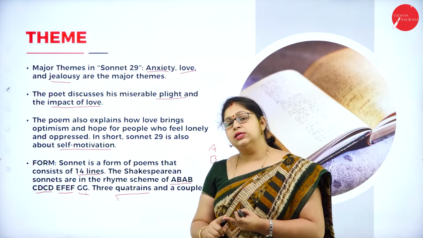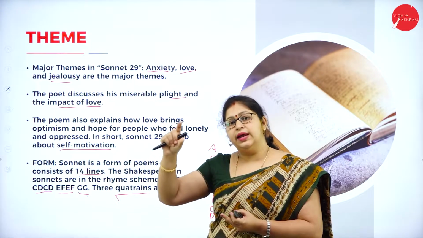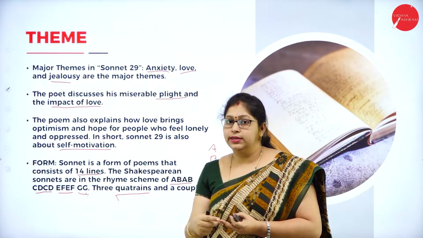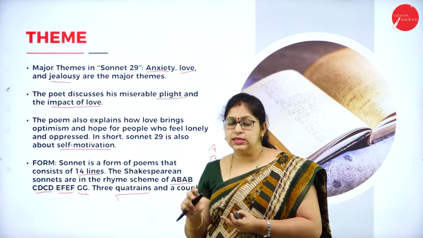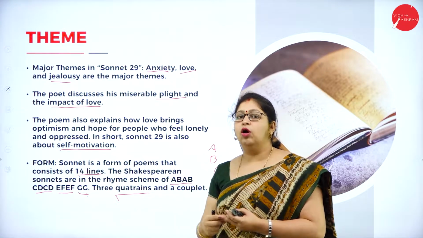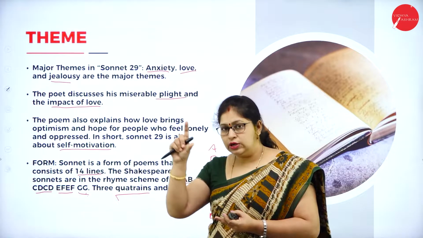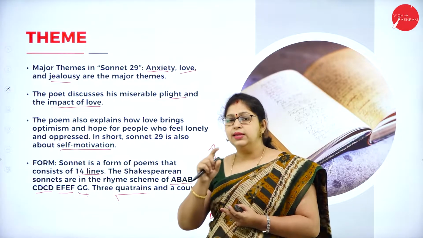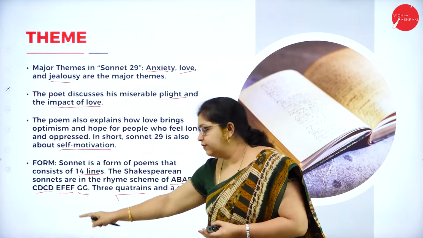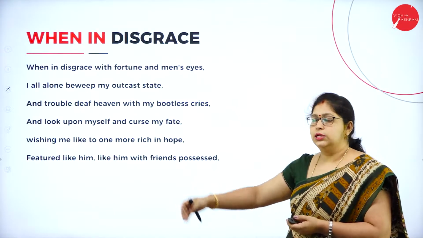In the other sonnets, the lines in the poem are different. They are divided as 8 and 6 lines. They don't have the couplet at the end. It is 8 plus 6 lines, totally 14 lines. But Shakespearean sonnets will be of 3 quatrains and 1 couplet. So, 12 plus 2. And the rhyme scheme here is A, B, C, D, E, F and G, G. This is about the form of sonnet.